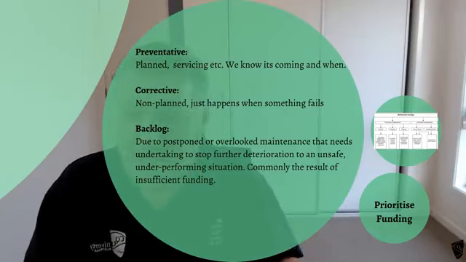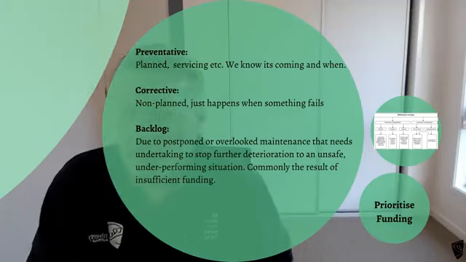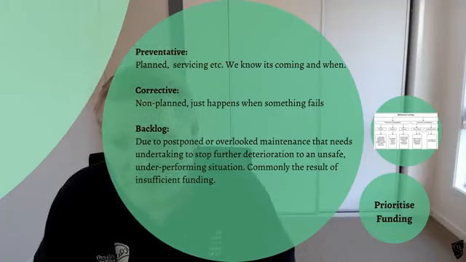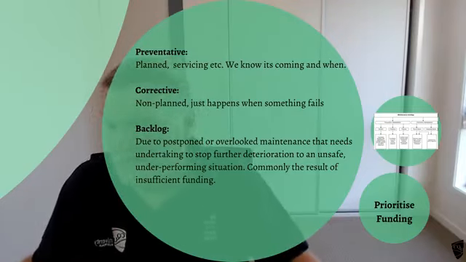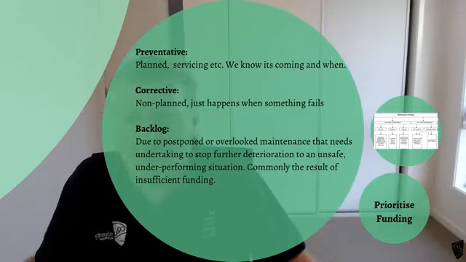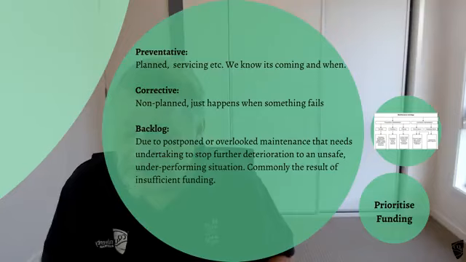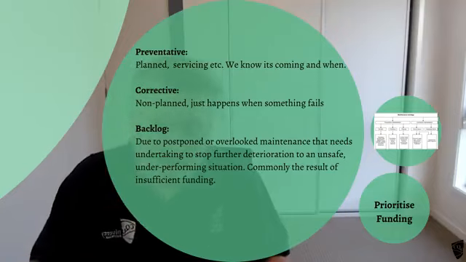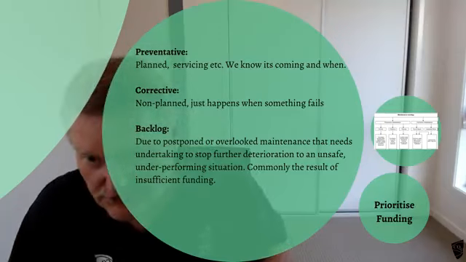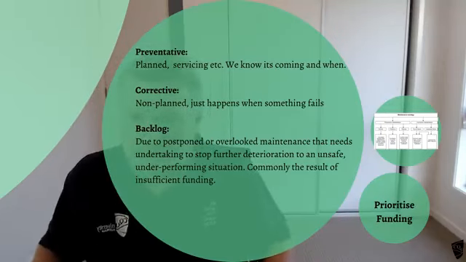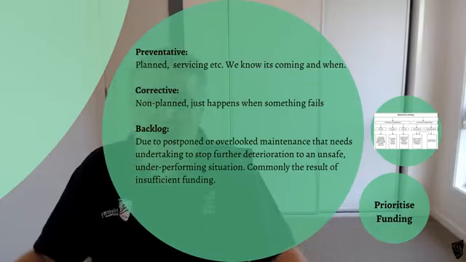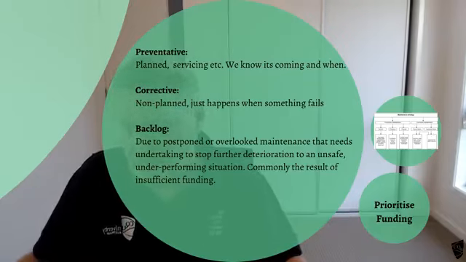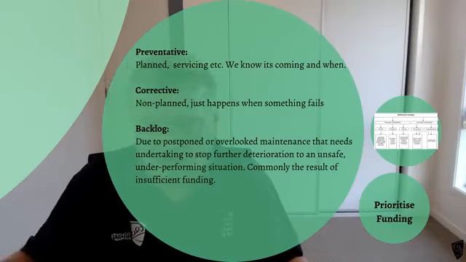Something just fails, and it does happen, and we have to pop in and repair it. Backlog, that's basically where corrective works have been postponed, or preventatives have been forgotten or overlooked, and the maintenance that really needs to be undertaken hasn't taken place, and that asset or building has deteriorated further than it should have, and it may have reached an unsafe condition, it may be underperforming, it may not be reaching the minimum performance standards for whatever its use is. This is very commonly a result of insufficient funding. So clients like to push backlog to the side a little bit if they can.